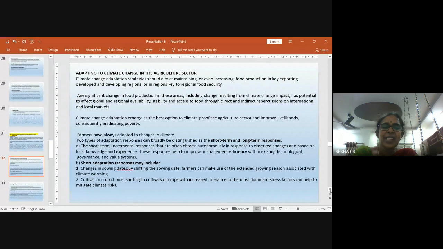Any significant change in food production in these areas, including the change resulting from climate change impact, has potential to affect global and regional availability, stability and access to food through direct and indirect repercussions. So climate change adaptation emerges as the best option to climate-proof the agriculture sector to improve the livelihoods and thus eradicate poverty. Farmers have always adapted to the changes in the climate.